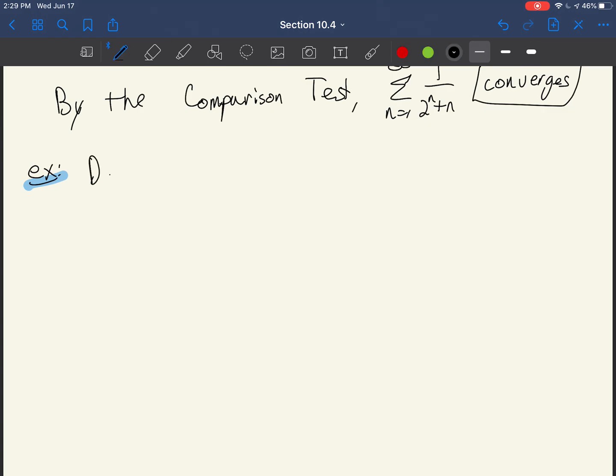So let's do another example. Does the summation of 1 over n squared plus n plus 1 converge? So I'll let you guys do this. Pause the video and try this. And when you're done, unpause it and see if your answers agree with mine.